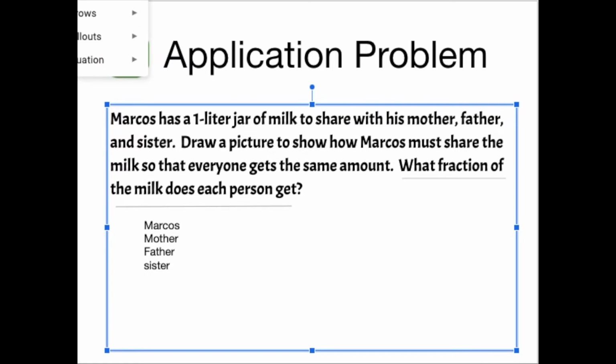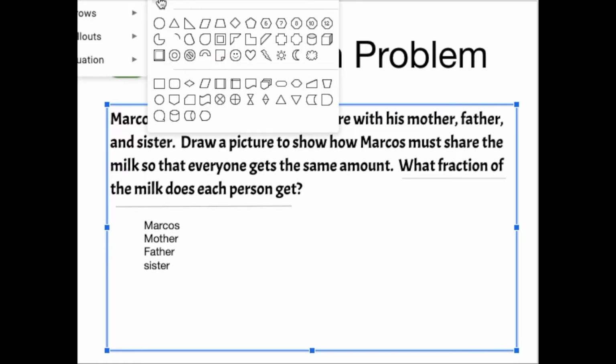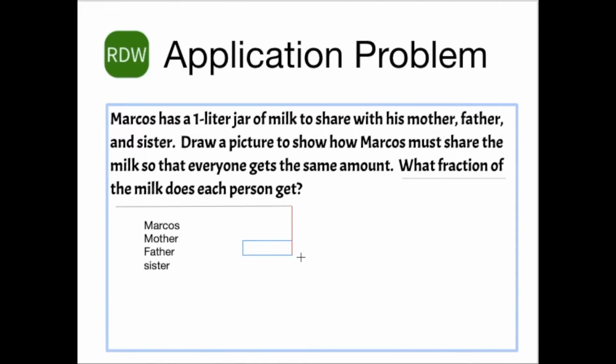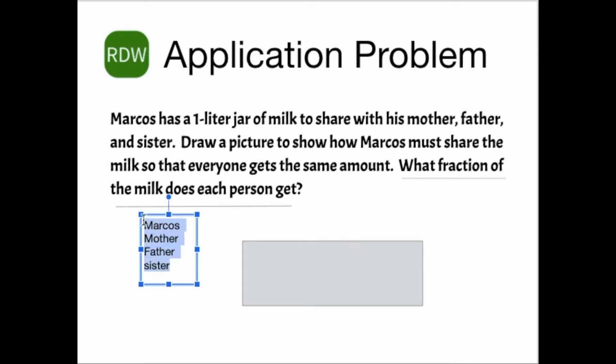So I would start by drawing a picture. I might draw a rectangle just to make it easy. And if I'm talking about 4 people, I'm going to give this rectangle 4 parts.